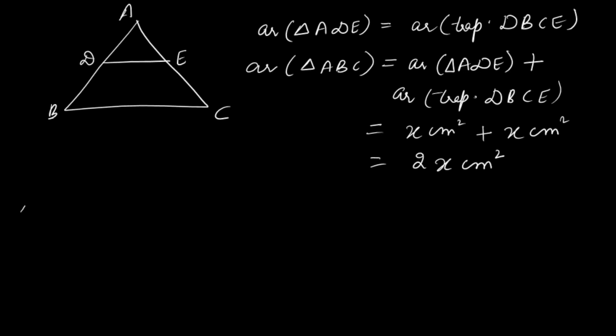Okay, so now the ratio we have to find is area of ADE by area of triangle ABC.